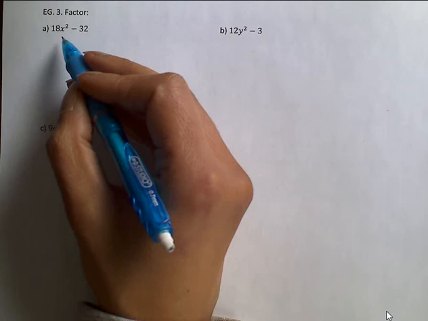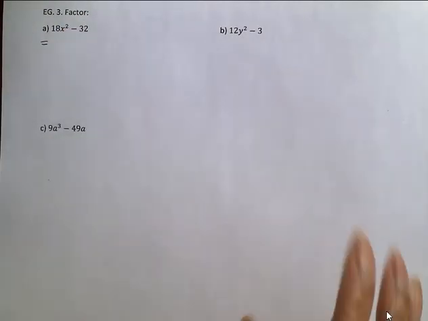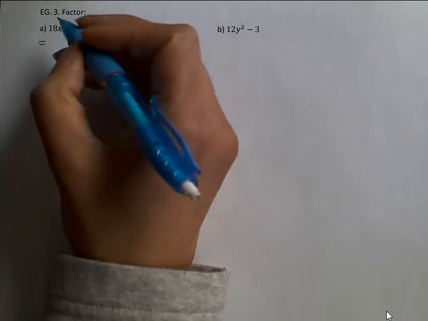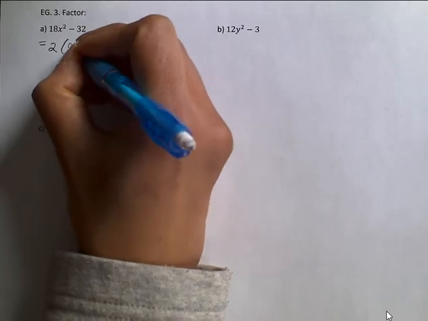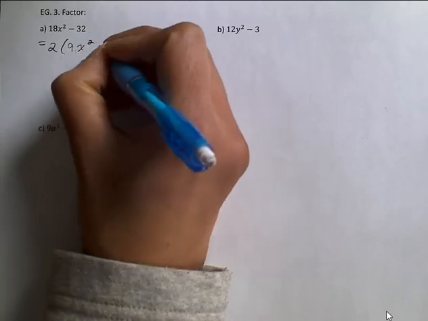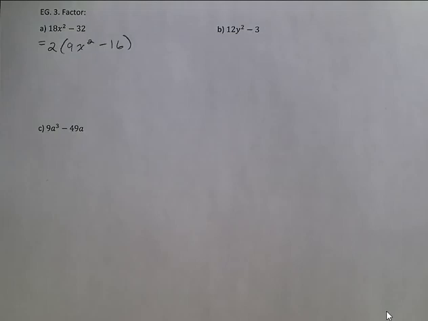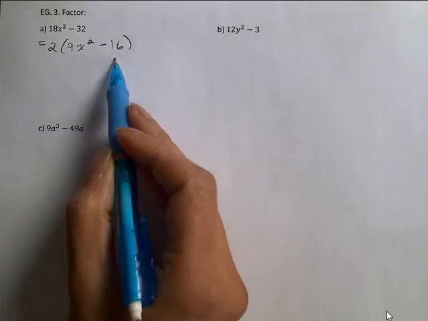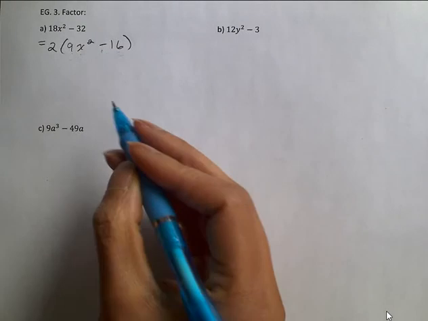But what we can do is factor. So let's start by common factoring. What's the greatest common factor in this question? We can factor out a 2. So when we factor out a 2, we're left with 9x squared minus 16. Now let's take a look at what's in the brackets. What's left is two perfect squares separated by the minus sign, so they are a difference of squares.